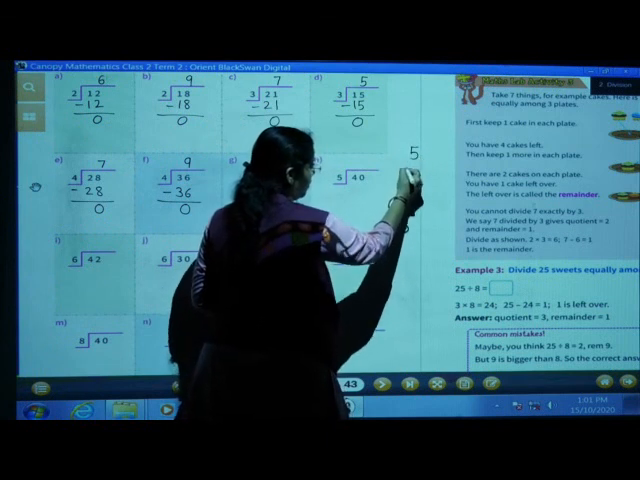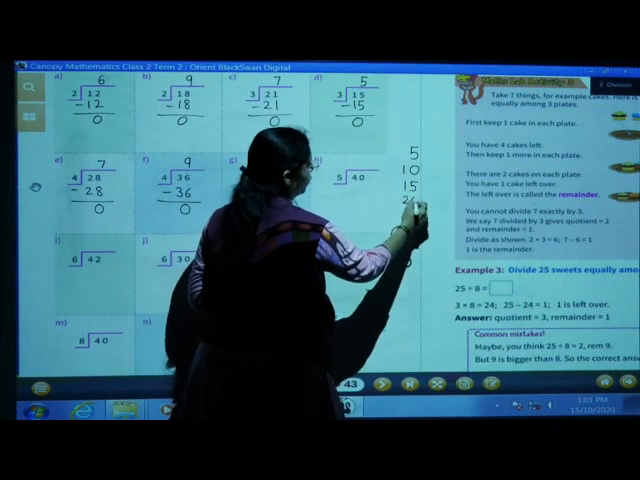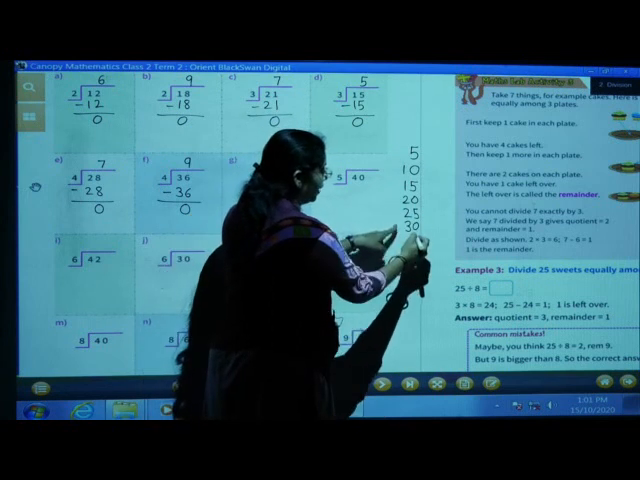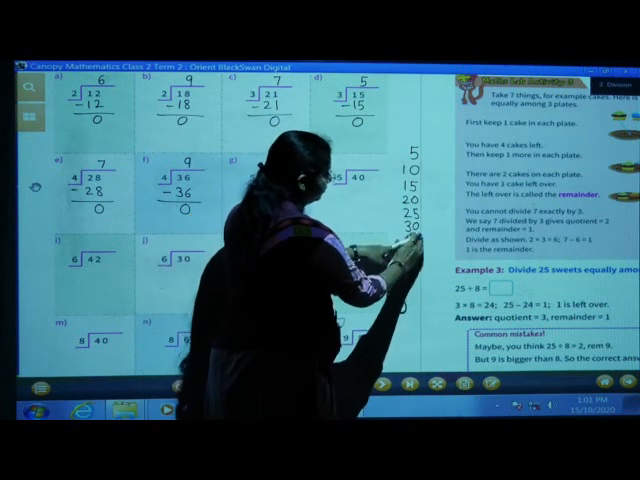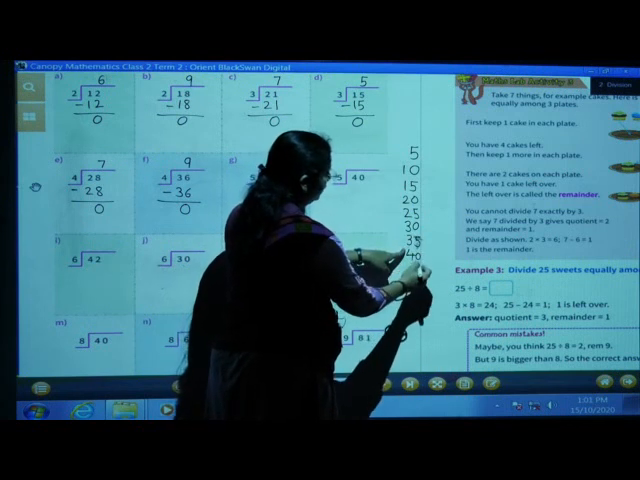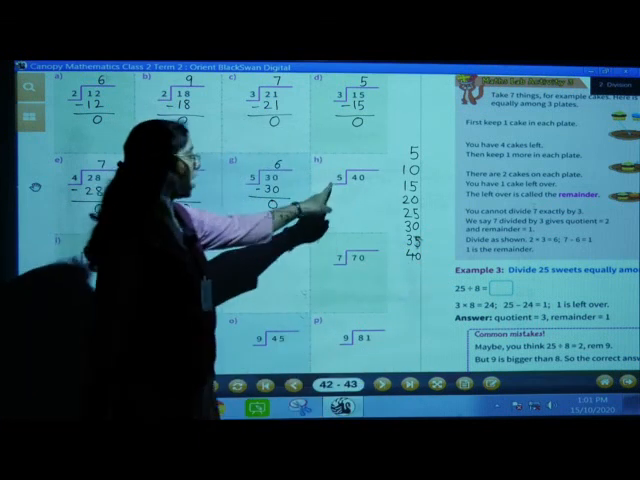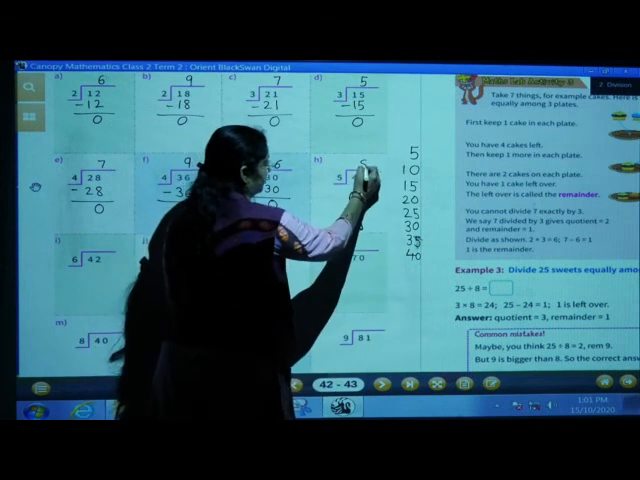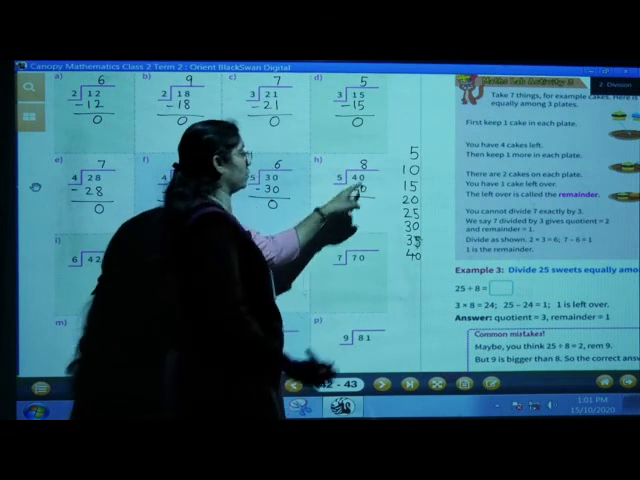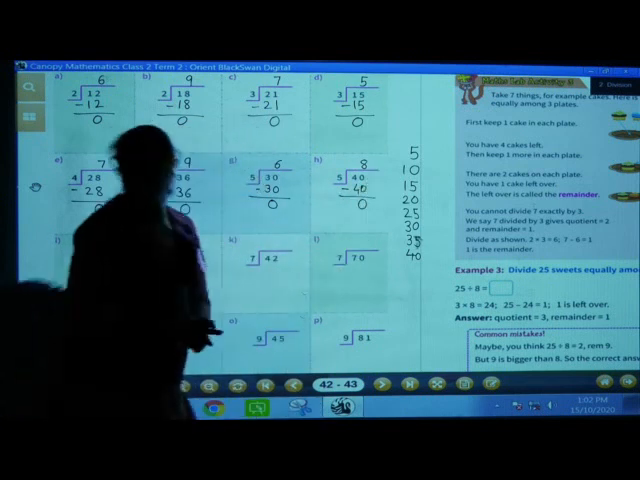5 ones are 5, 5 twos are 10, 5 threes are 15, 5 fours are 20, 5 fives are 25, 5 sixes are 30, 5 sevens are 35, 5 eights are 40, 5 nines are 45. So 5 eights are 40. Subtract this 40 from this dividend. 40 minus 40, 0. Then 8 is the quotient.